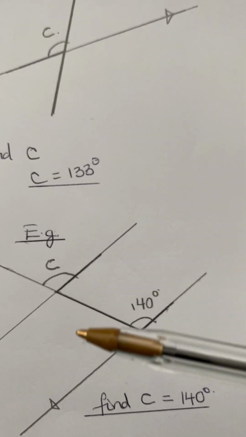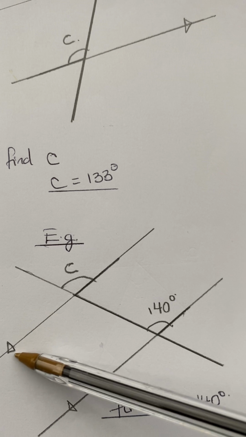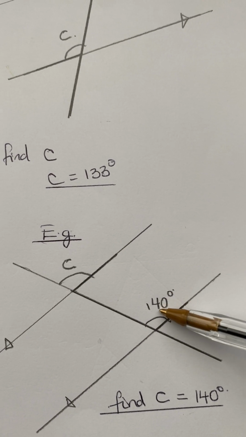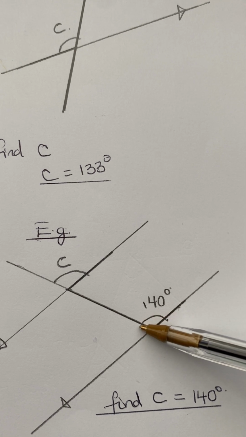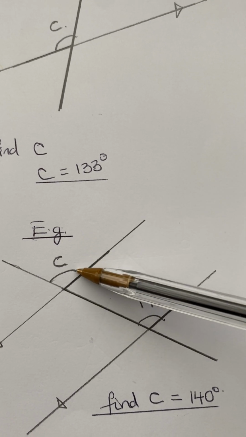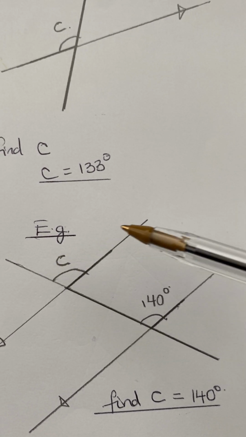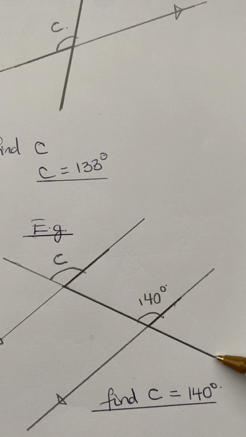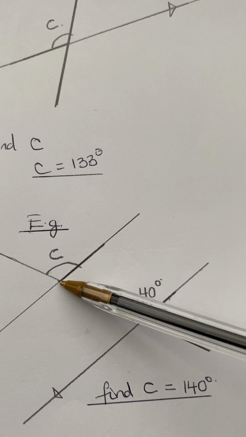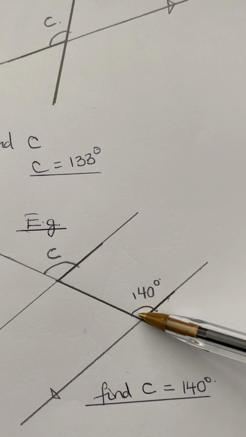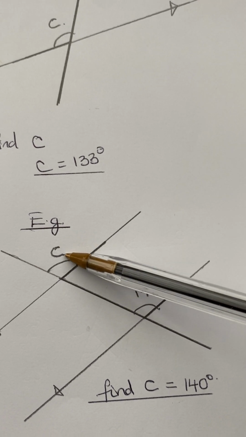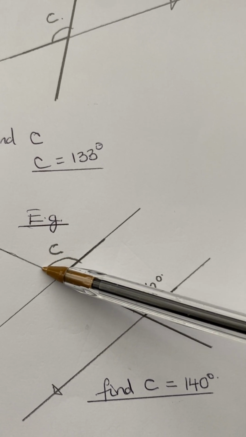Now another example, two arrows are parallel. Now we know this angle here, and we are asked to find C. Again, that will be our F here, our corresponding angle. This is the F. So if this is 140, then that will also be 140.